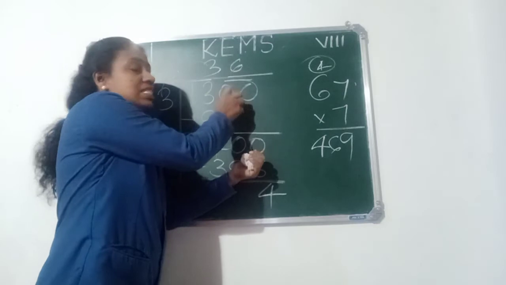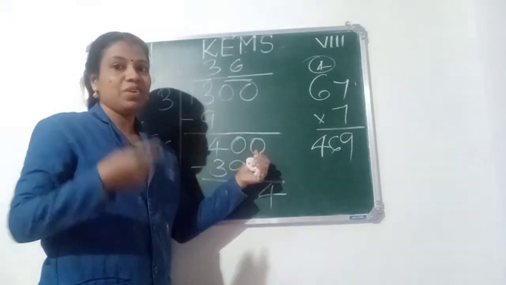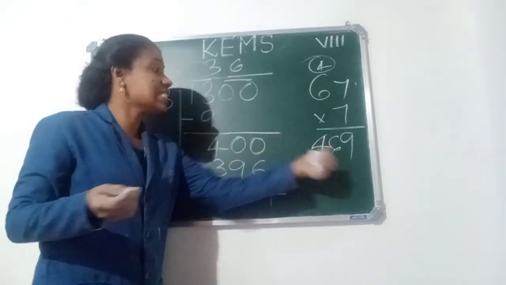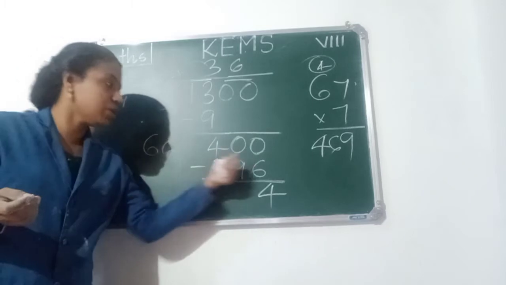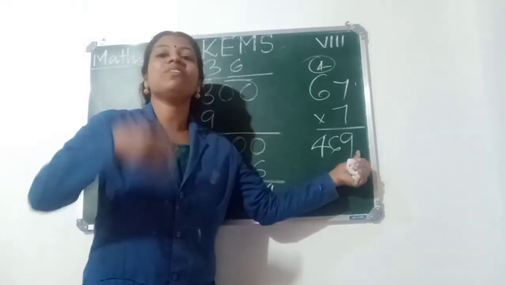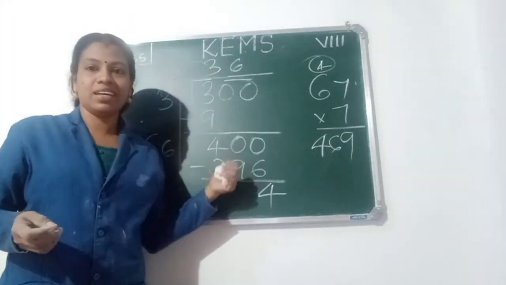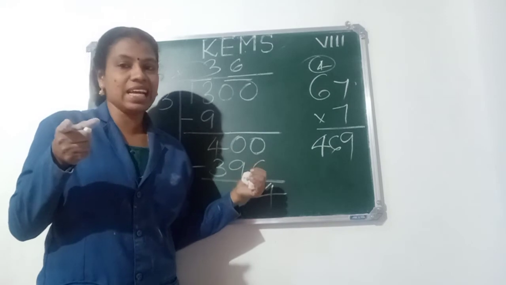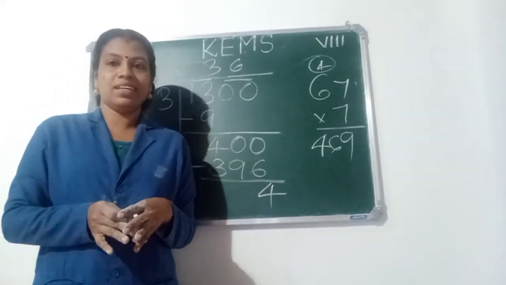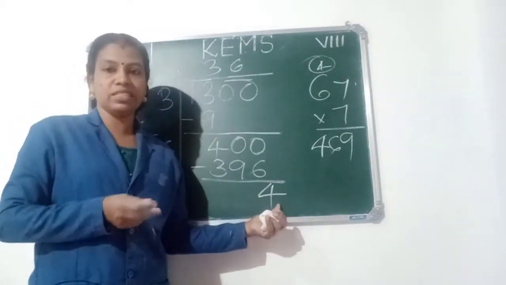So to make this 1300 a perfect square number, we need to add 69 because we have just 400. If we add 69, we will get the next perfect square number, that is 7. Is that clear? Here we have only 400, so it is not a perfect square. There is a remainder, 4.